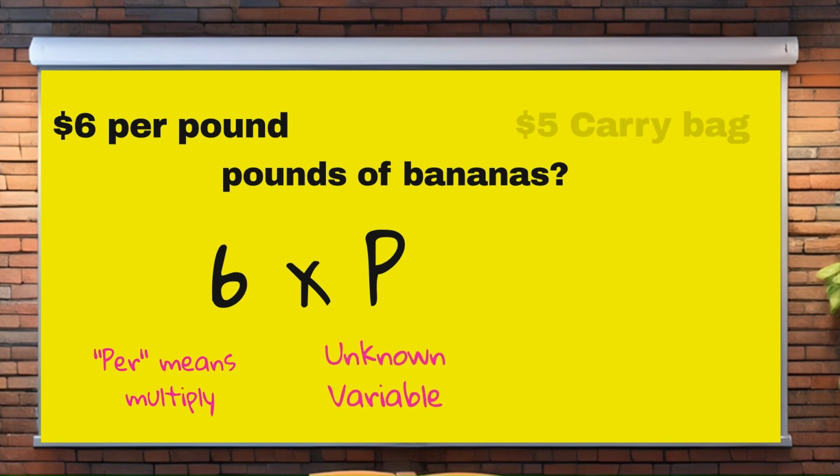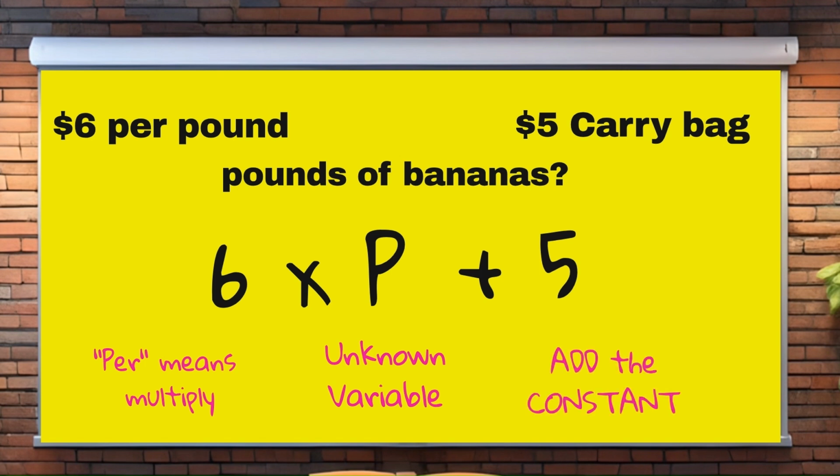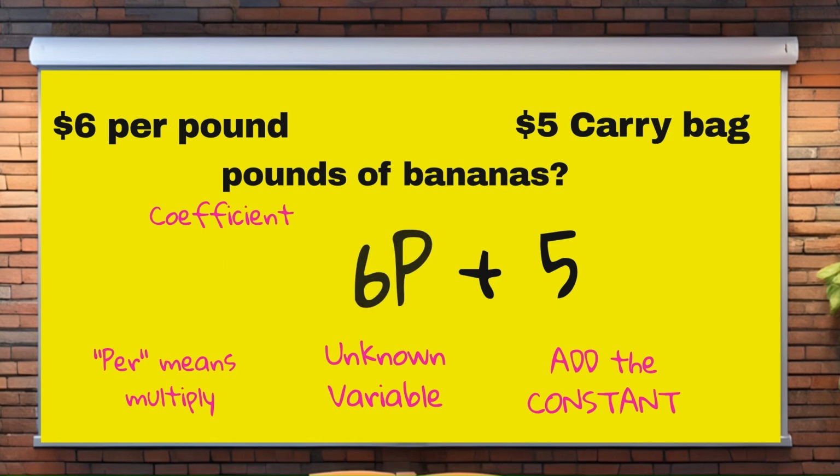Then the carry bag will be another $5, so we can add $5 at the end. In this scenario, this number will not change, and is what we call a constant. The coefficient in this scenario is the $6. The final expression can be written as 6p plus 5.